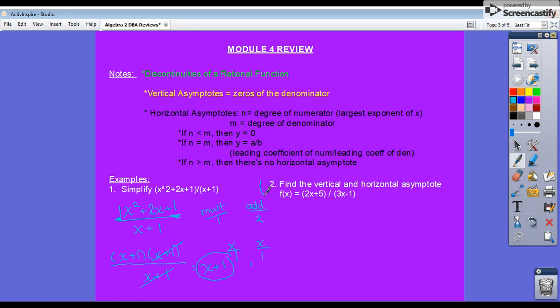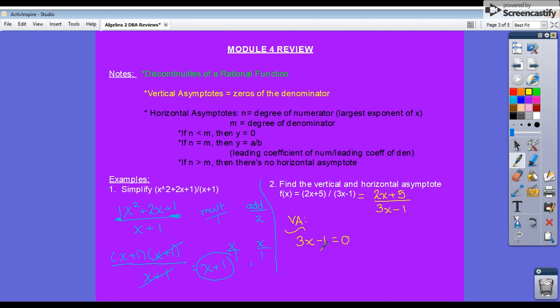And for the second rational function, you have 2x plus 5 over 3x minus 1. I'm going to rewrite it so that you can kind of see it a little better in fraction form. Now, a vertical asymptote is what x can never, ever, ever be. They're known as the zeros of the denominator because you can never have a zero in your denominator. So anytime you're looking for a vertical asymptote, you can simply just set your denominator equal to 0 and solve for x.